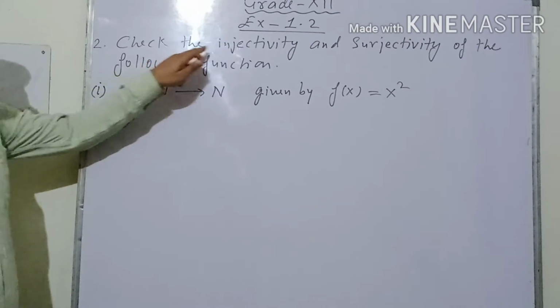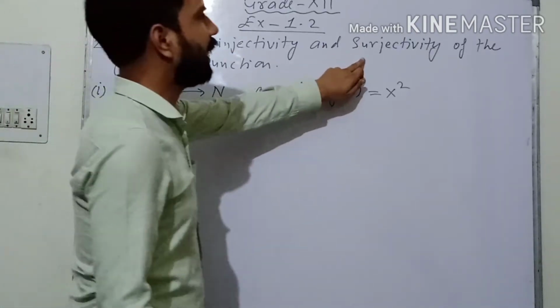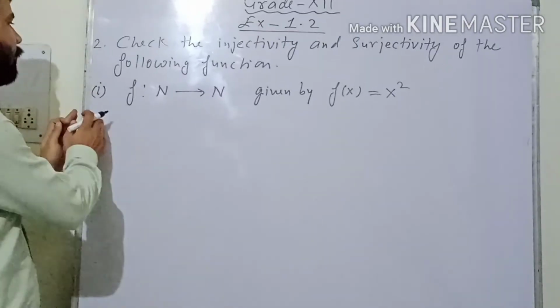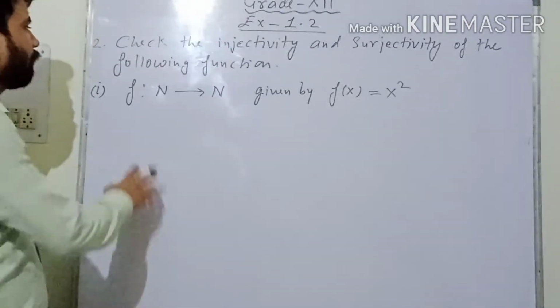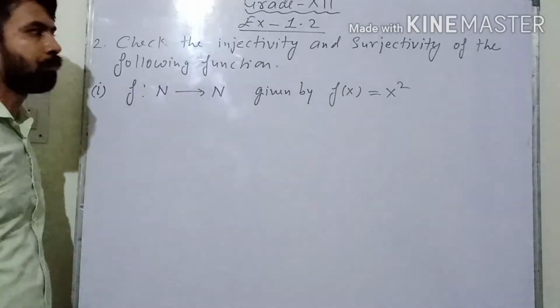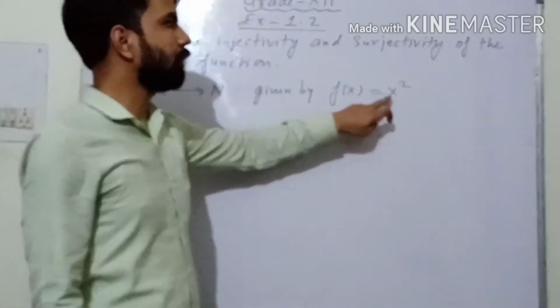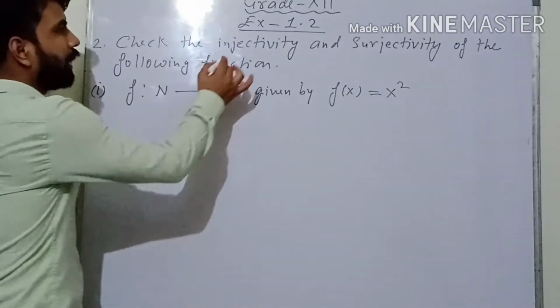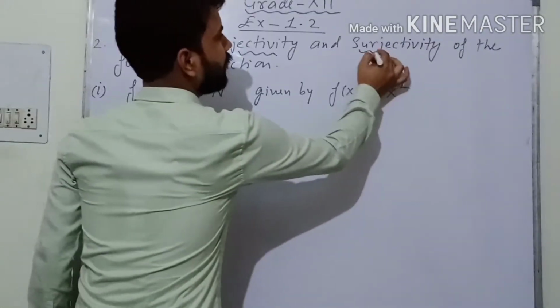So question number 2. Check the injectivity and surjectivity of the following functions. I am taking only one part here. The function is f from N to N, given by f(x) equal to x square. Here we have to check the injectivity and surjectivity.